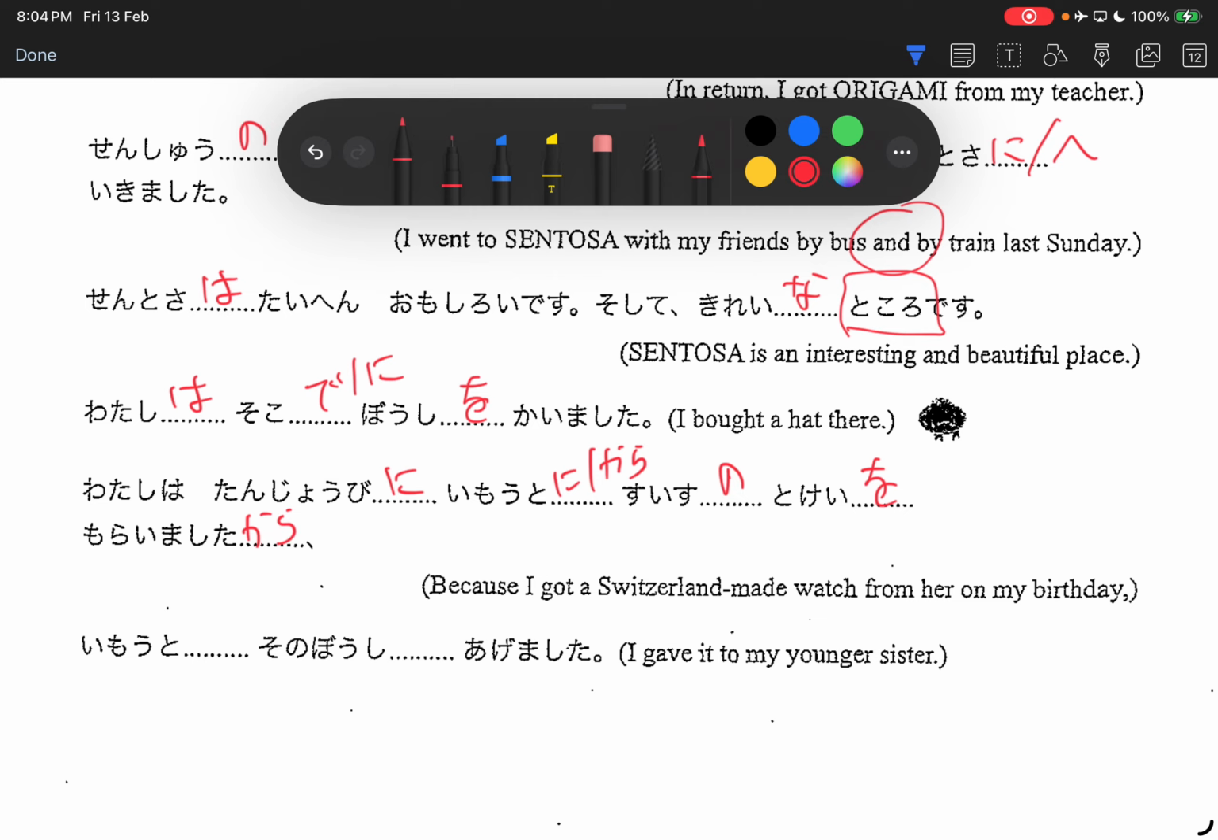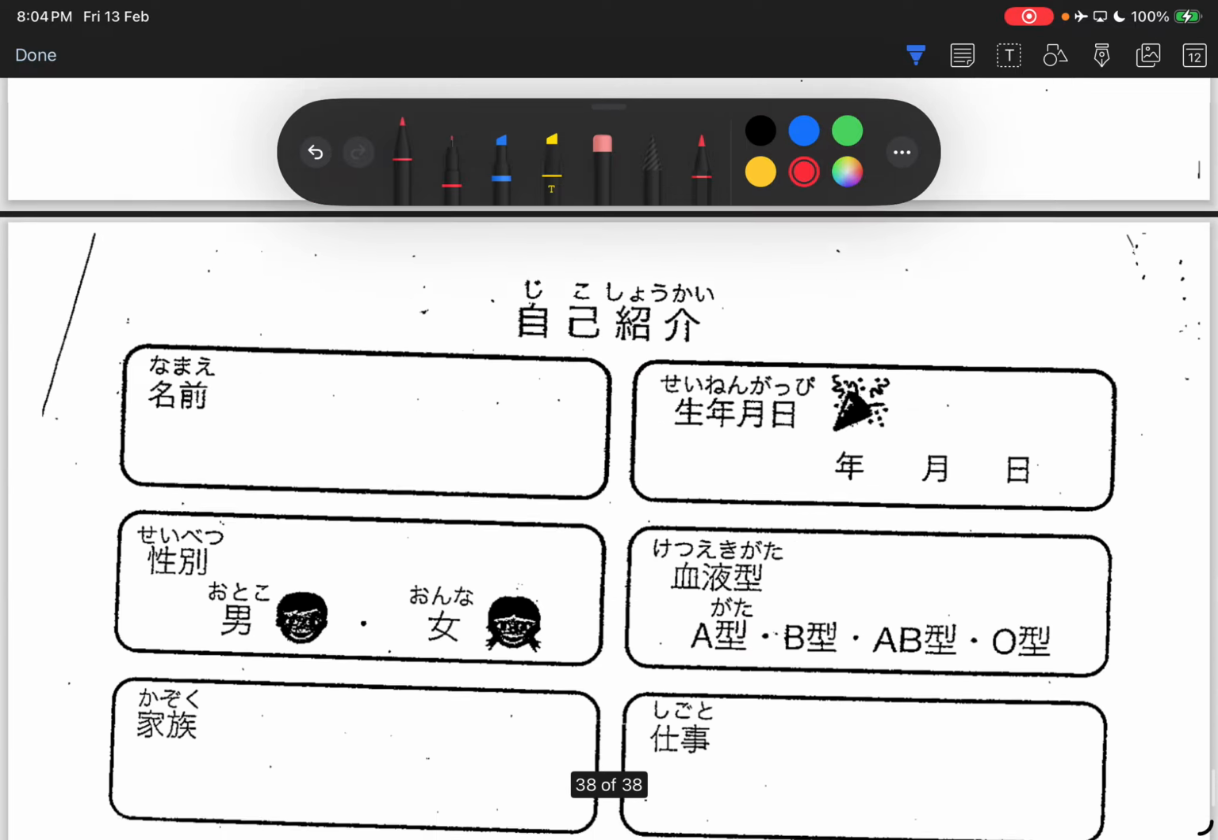Okay, next. Nobel, imoto ni sono hon o agemashita. Very good. Because the last word is agemashita, the ni here simply means giving to. So give to, right? So it's correct. Why are you so not confident? It's correct, it's correct.